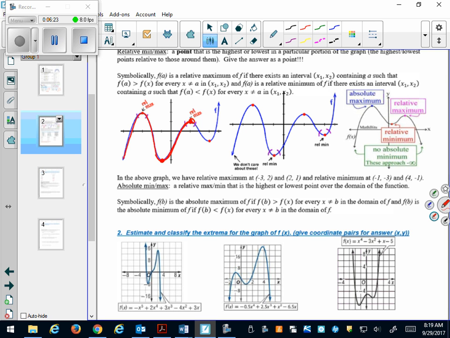It's still switching from increasing to decreasing, so that's a relative maximum. When you look at the whole graph as a whole, this is a relative maximum, this is a relative maximum. Why is this not an absolute maximum, this one right here? Because it goes infinitely up.